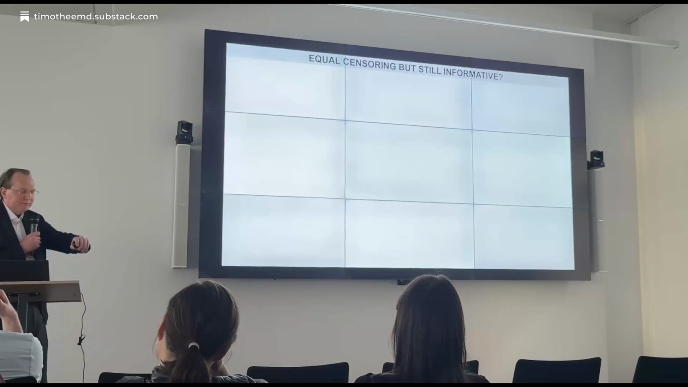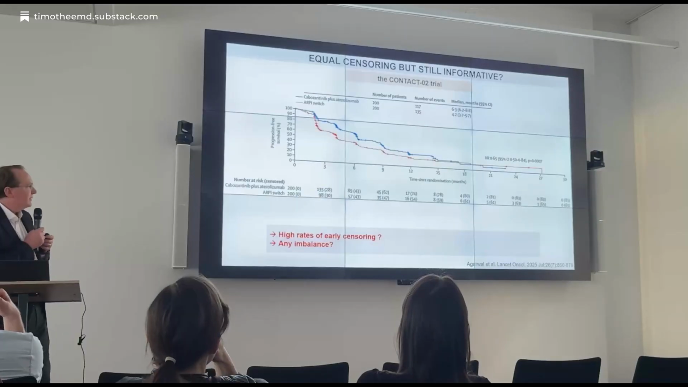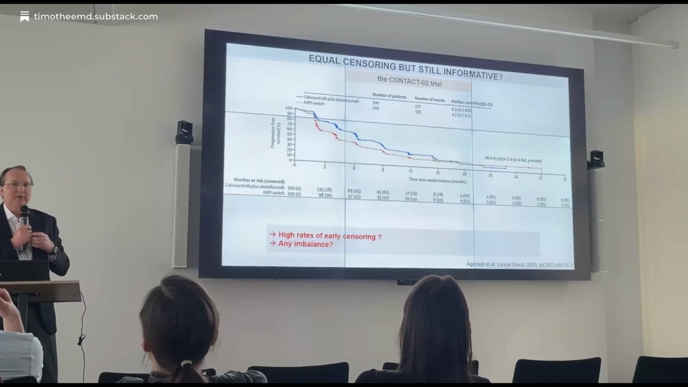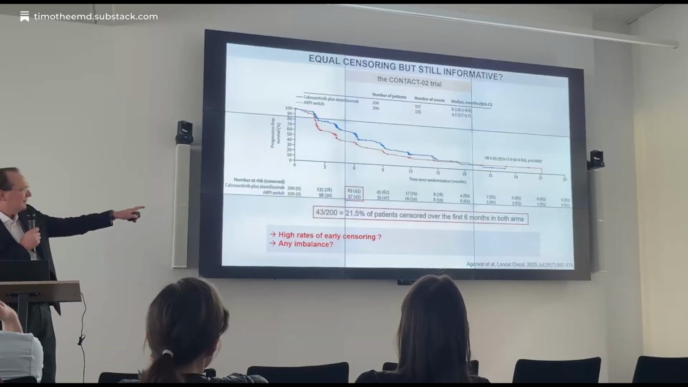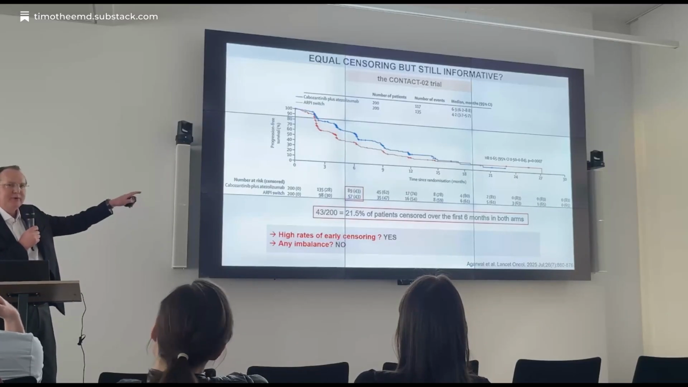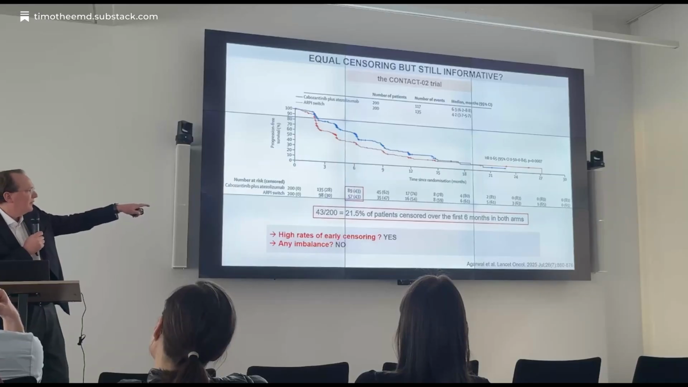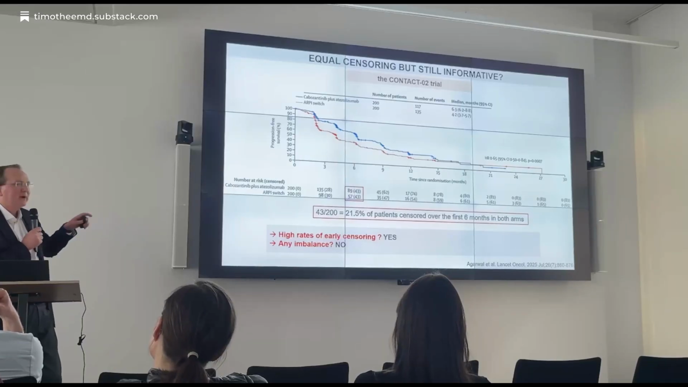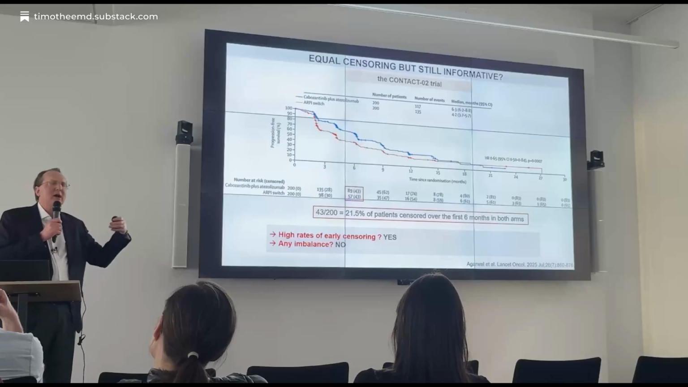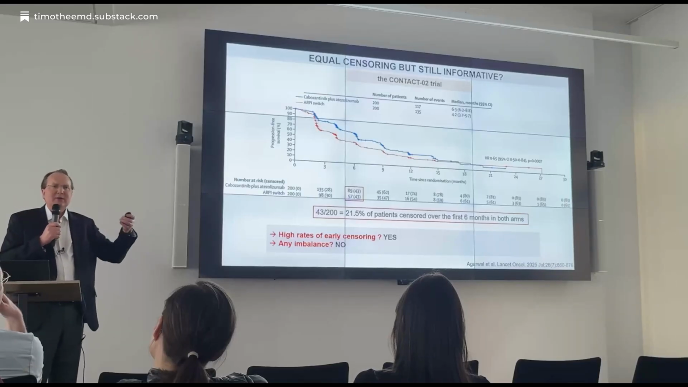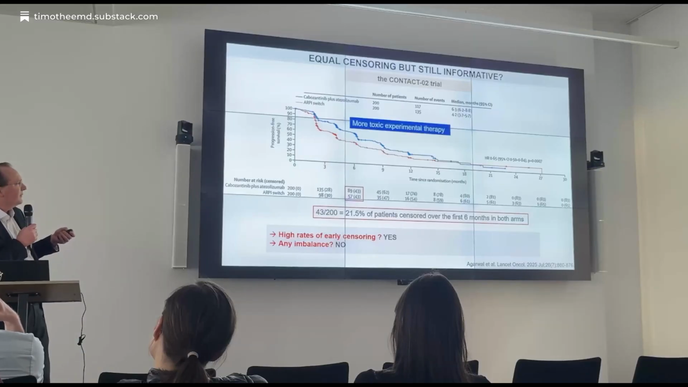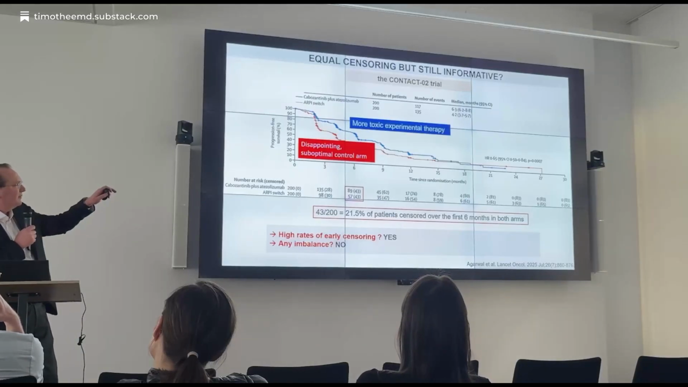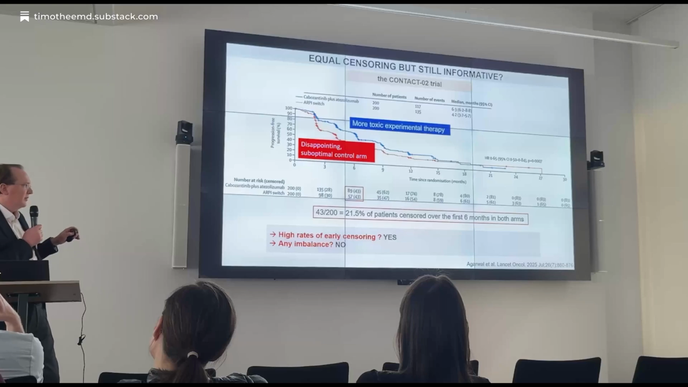The last, equal censoring but still informative. I want to finish with the CONTACT-2 trial because it was interesting. It had high rates of censoring, but equally in both arms. As you can see, 21.5% in both arms. So there was no imbalance. And very often we say we should have imbalance in censoring to suspect informative censoring. And again, here you have a more toxic experimental therapy and a very disappointing, suboptimal control arm.